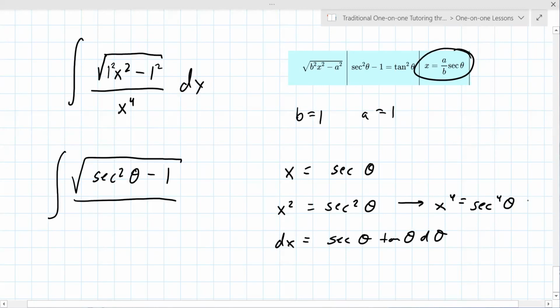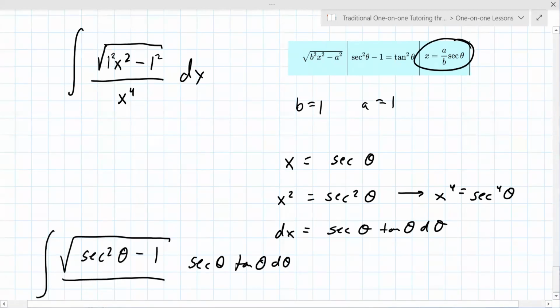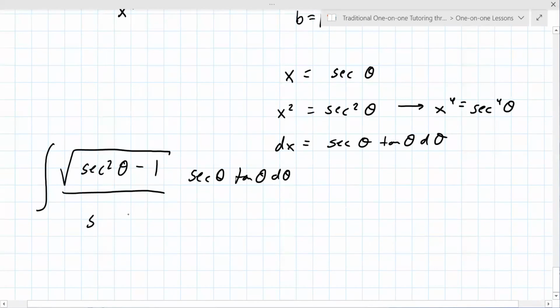I'm going to hold off on that for just a moment. But dx is secant theta tangent theta d theta. And now I do want to put that secant to the 4th in, because I'm probably going to get a cancellation up here with it. We'll see. Is that okay so far? Yep.